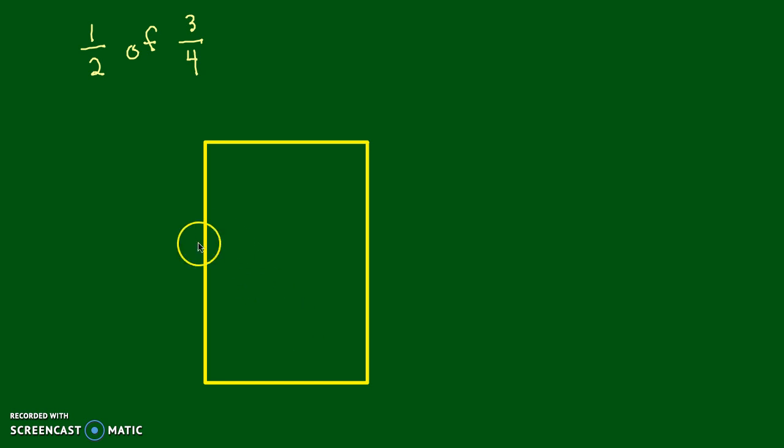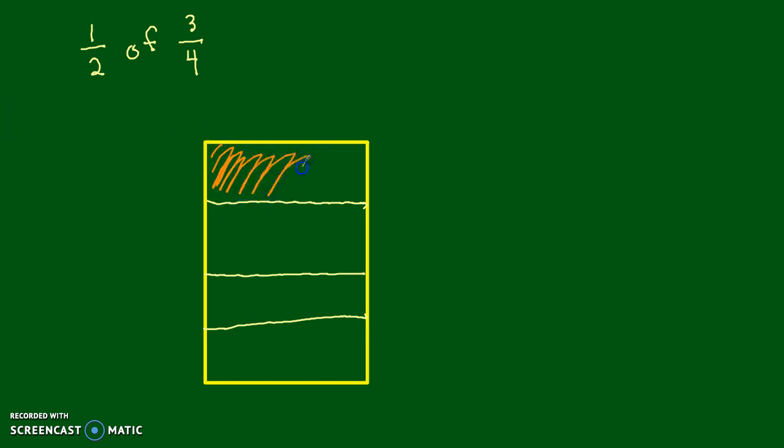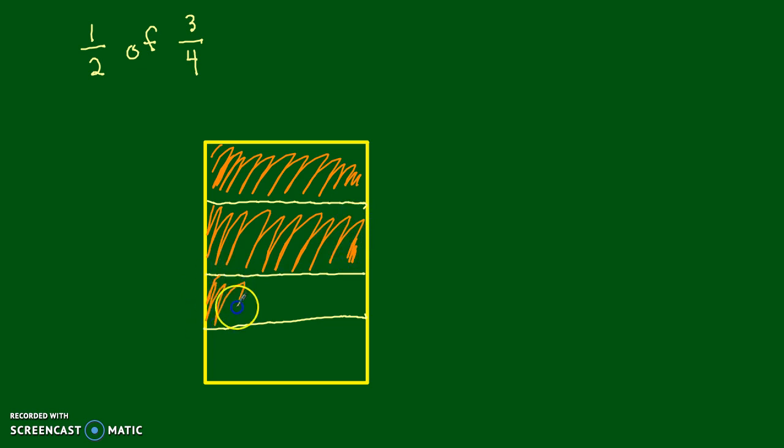Our first sample problem is going to be 1/2 of 3/4. To start with, we've got a rectangle here, and I'm going to divide that into fourths. That line's a little crazy, and so this will be our 1/4, 2/4, and 3/4.